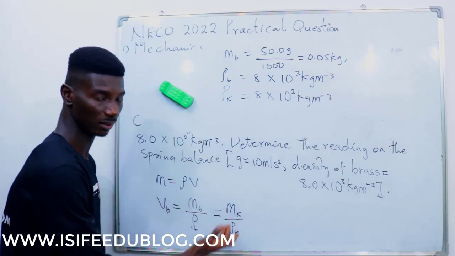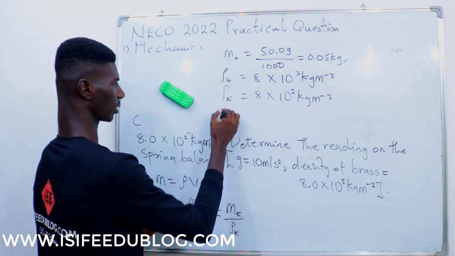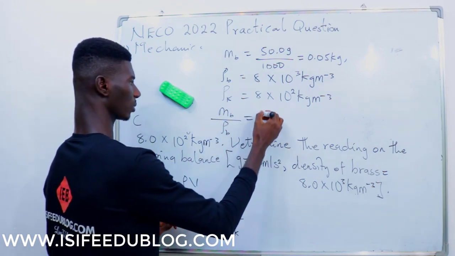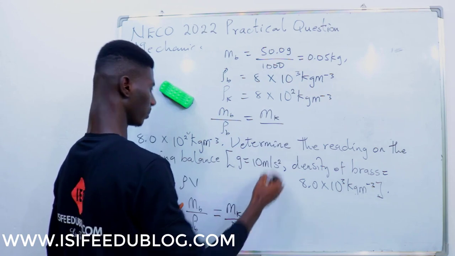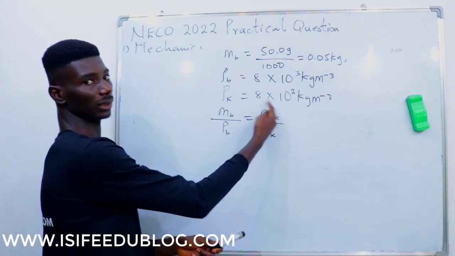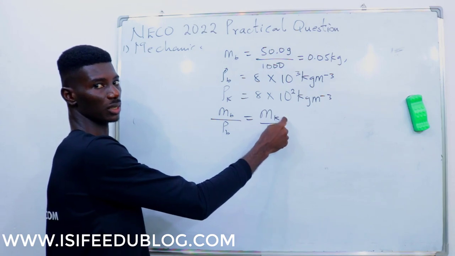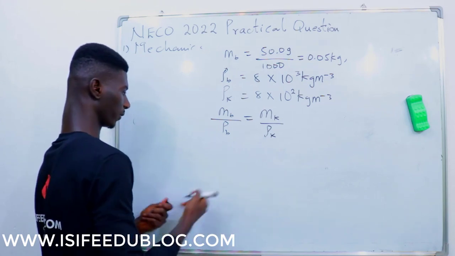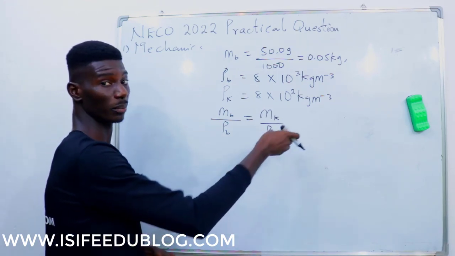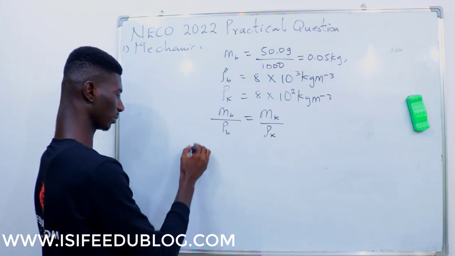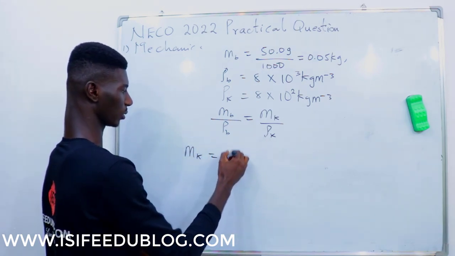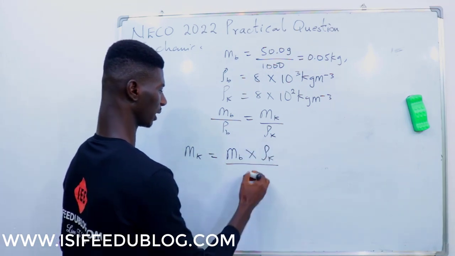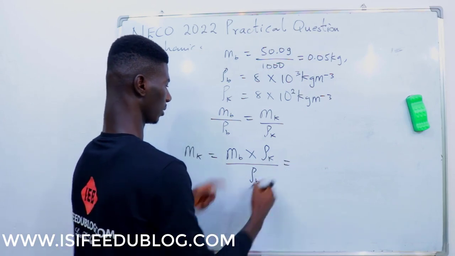So applying this, I don't think we have an issue now. So we are making use of m sub b divided by rho sub b is equal to m sub k divided by rho sub k. Our interest is the mass on the spring, which is what will be the mass when you submerge in kerosene. So that is what we are looking for. So we have that mk, if you make it the subject, is equal to mb times rho sub k divided by rho sub what? B.